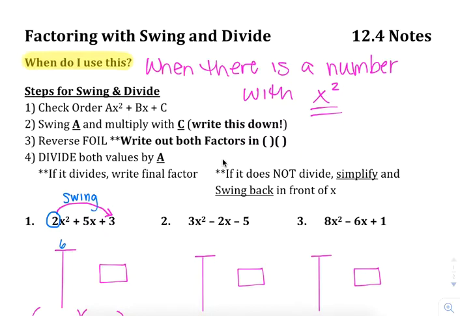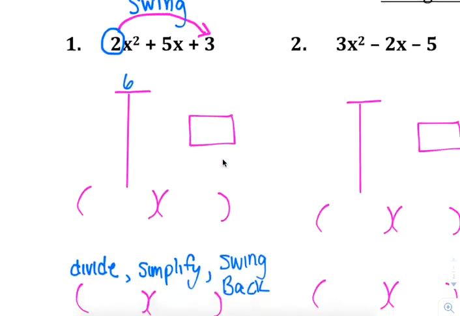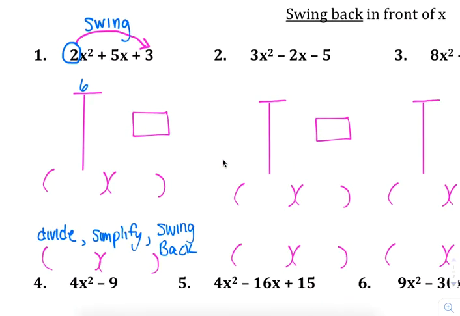All right, so let's talk about the steps first. First thing we're going to do is swing the A. That means that we are going to multiply it with the C, and we're going to write this new equation down. Let me show you what that looks like first, okay? On problem 1, I've kind of already noted what the swing is going to do. We're going to take that 2, swing it over to the 3, and we're going to change it to a 6. So the 2 is gone, and our problem says x squared plus 5x plus 6. So that's the new equation that we're working with, okay?